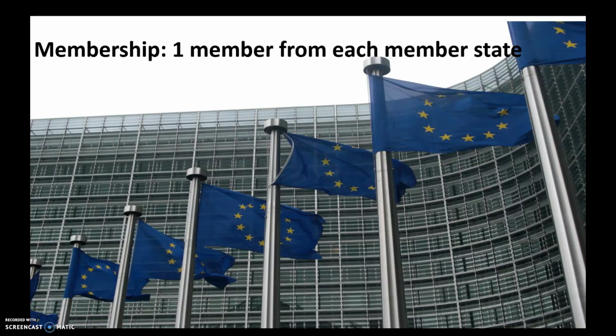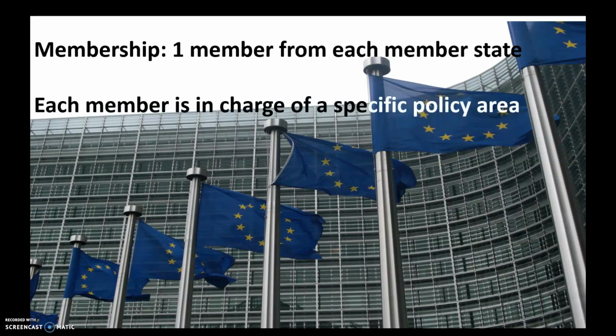Okay then, so the first question is, well, how do you become a member of the European Commission? Well, basically, each member state has one member of the European Commission, and that commissioner is responsible for policy over a particular area. So in other words, I suppose you could say that each member state is in charge of one specific area of policy.